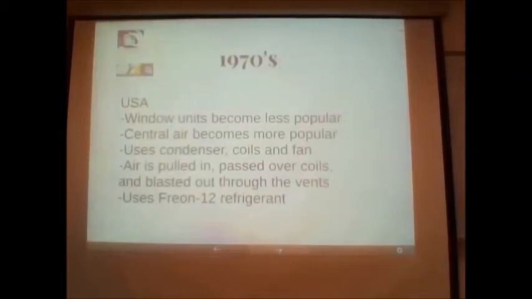In the 1970s, also in the US, window units became less popular and central air grew in popularity. And this uses condenser coils and a fan to pull air in, pass it over the coils, and then blast it out through the vents. And this used Freon 12 refrigerant. And then this is just an ad showing the first thermostat that was used in the central air conditioning units.